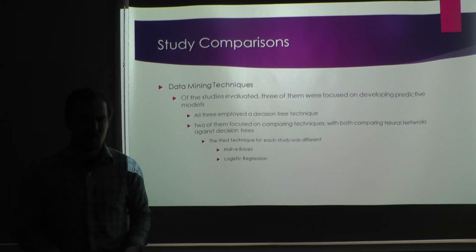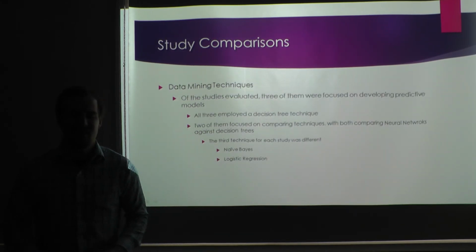So let's look at some comparisons between this study. Of the studies evaluated, 3 of them focused on developing predictive models, and all 3 employed a decision tree technique, which shows that decision trees are widely accepted and commonly used for predictive modeling. 2 of them focused on comparing techniques. Both compared neural networks to decision trees, and then the third technique was different between the 2. One used naive Bayes and one used logistic regression.